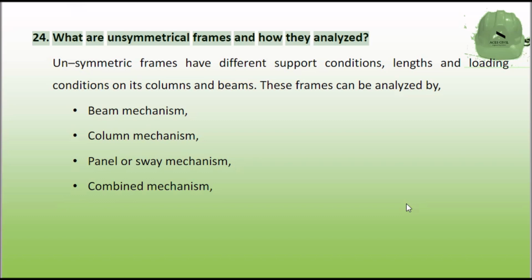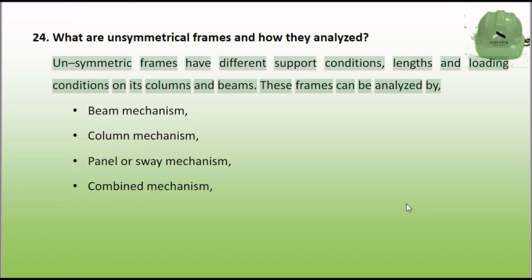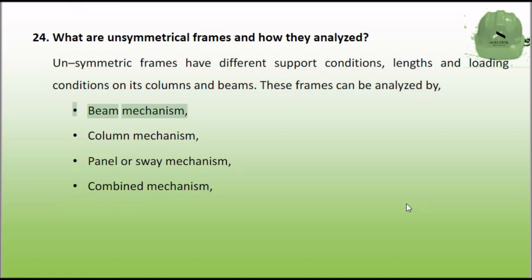What are unsymmetrical frames and how are they analyzed? Unsymmetric frames have different support conditions, lengths, and loading conditions on their columns and beams. These frames can be analyzed by beam mechanism, column mechanism, panel or sway mechanism, combined mechanism.